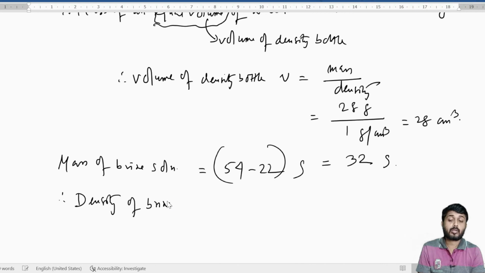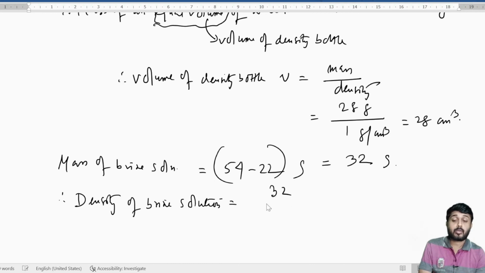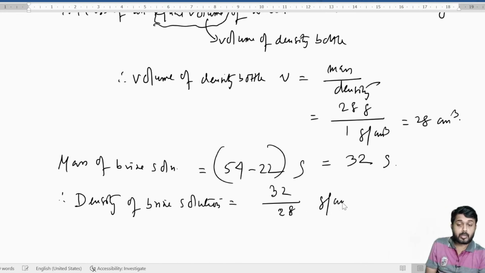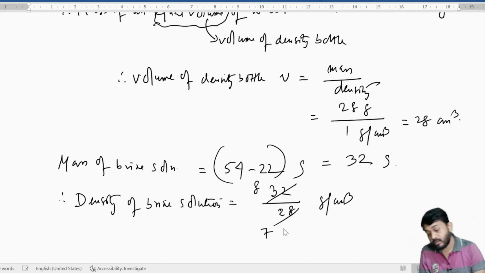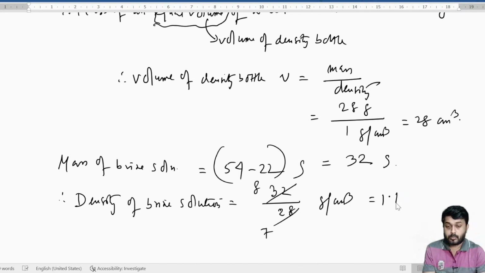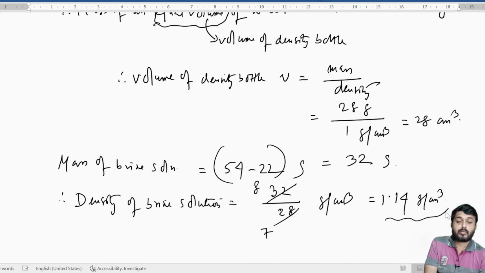Density of brine solution, mass by volume, right? So 32 by volume of brine solution is same as the volume of density bottle, because that was completely filled with brine solution. 32 by 28 gram per centimeter cube. 8 by 7, 1.14 gram per centimeter cube is what the answer is coming, the approximate answer, 1.14 gram per centimeter cube.